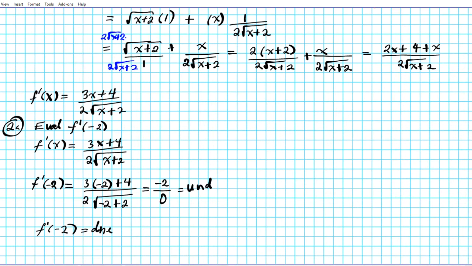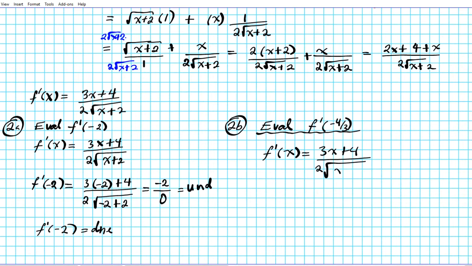Let's go ahead and find the derivative at the second extremum. So for 2b, we are now going to evaluate the derivative at negative 4 thirds. Okay, f prime of negative 4 thirds is as follows. To carry this out, the derivative again is 3x plus 4 over 2 times the square root of x plus 2. So let's go ahead and plug in negative 4 thirds here and see what happens.